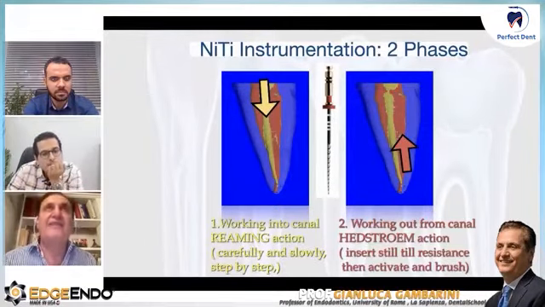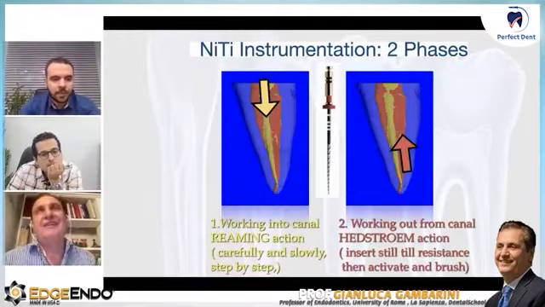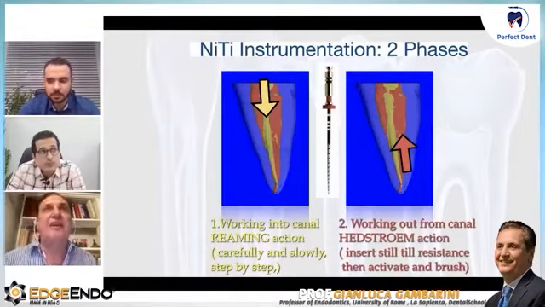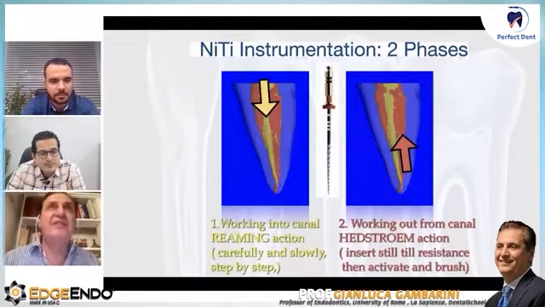So every NiTi instrument is theoretically a reamer, because it works in the canal with a reaming action. And this is where we have to be very careful. We have to go step by step with the technique I explained to you last time, very slowly, very carefully. And this is the phase when you go to the working length where you can make all the mistakes. You can make a ledge, you can make transportation, you can break the instrument and everything.